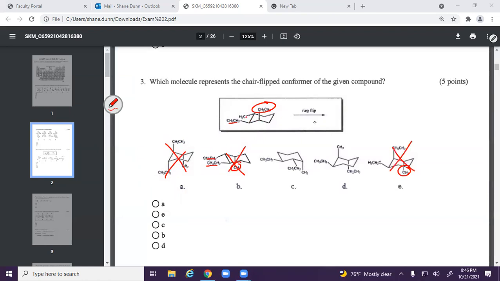So now we have C and D, right? This guy was equatorial, that guy was equatorial, that guy was axial. So the axial should become what? Equatorial. This guy should become axial. This guy should become axial, right? And we kind of see that with one of these. And that one is C. That making sense?